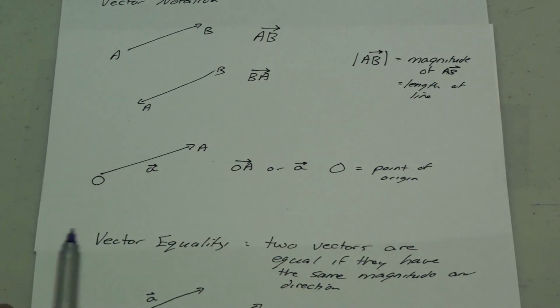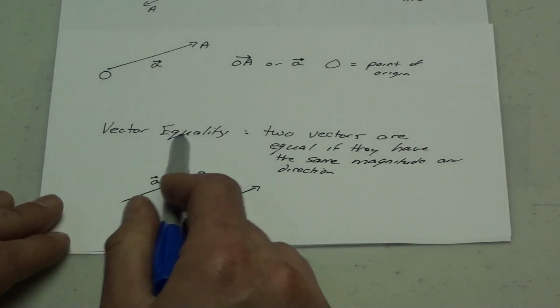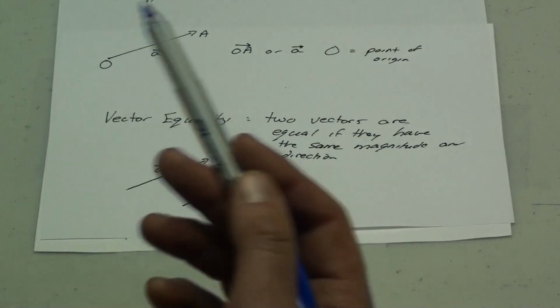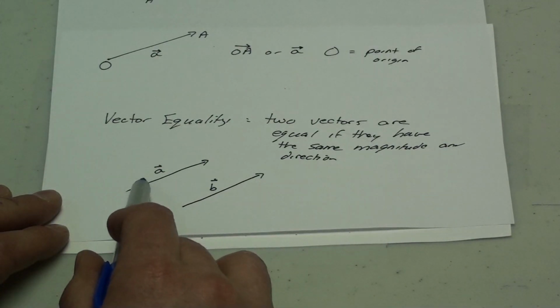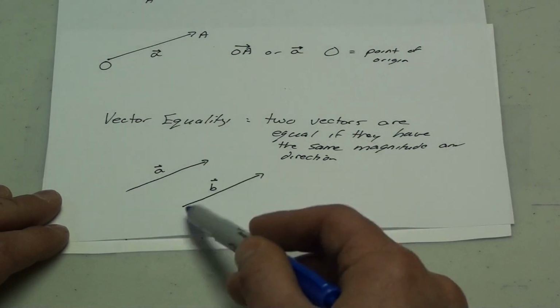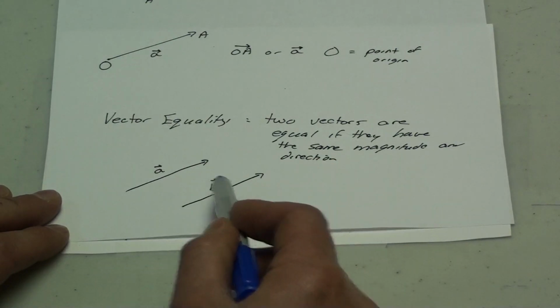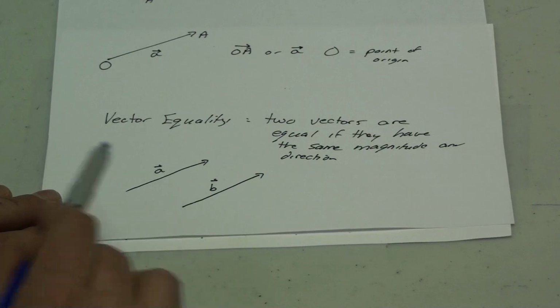Vector equality. Two vectors are considered equal if they have the same magnitude and the same direction. Here I have two vectors that are roughly the same length and they're going in the same direction, so these two vectors a and b would be considered equal.